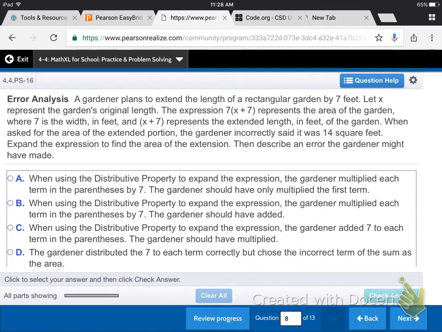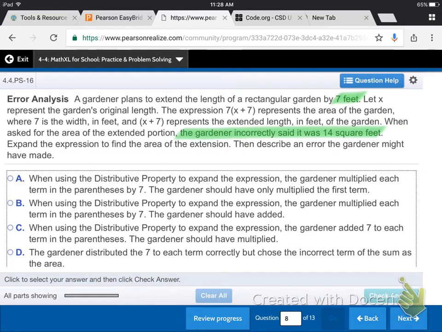Okay, now let's talk about the second part of this problem, which is describing the error the gardener made when he said that the expanded garden would be 14 square feet instead of 49. Well, how do you get 14 instead of 49 when you're using a 7? Okay, let's read and see if we can figure this out.